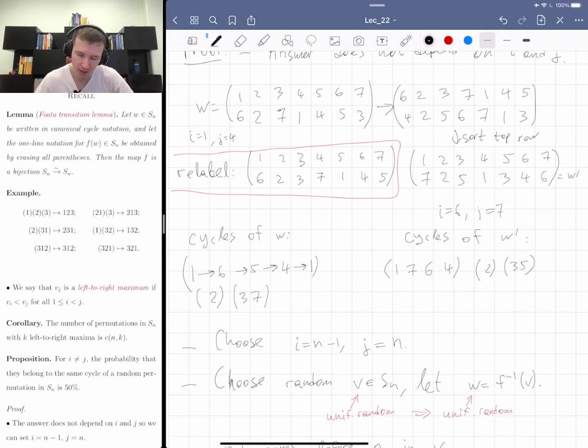Then i is 6, and j is 7. So i was 1 here, and it became 6, and j was 4 here, and it became, oops, again, I should be looking at the relabeling. So i was 1 here, and now it's 6, and j was 4 here, and now it is 7. And indeed, I see that 6 and 7 are in the same cycle here, just as 1 and 4 were in the same cycle of W. And more generally, you can get from the cycles of W to the cycles of W prime by relabeling, by replacing 1 by 6 and 2 by 2, and so on. Right.